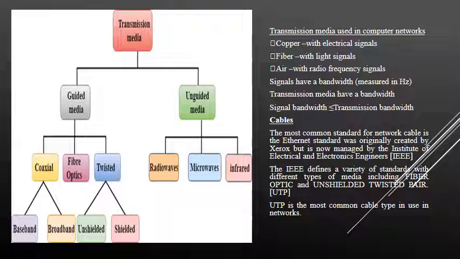Cables. The most common standard for network cable is the Ethernet standard. It was originally created by Xerox, but is now managed by the Institute of Electrical and Electronics Engineers, IEEE. The IEEE defines a variety of standards with different types of media, including fiber optic and unshielded twisted pair. UTP is the most common cable type in use in networks.